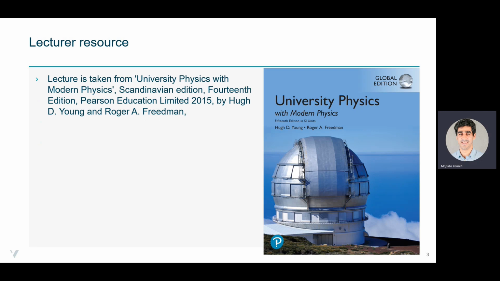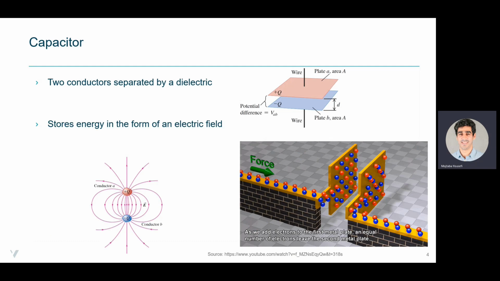The course material is collected from the book named University Physics with Modern Physics, written by Hugh Young and Dr. Freedman. You can find this book in the library or you can buy it through the internet. Okay, what is a capacitor?